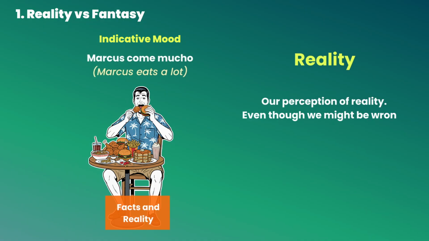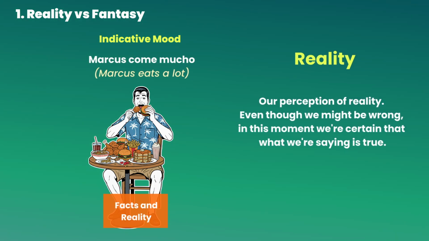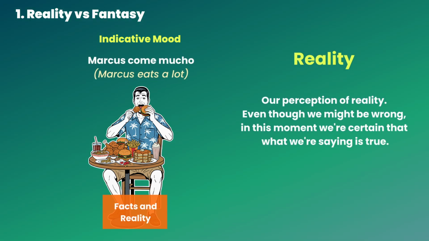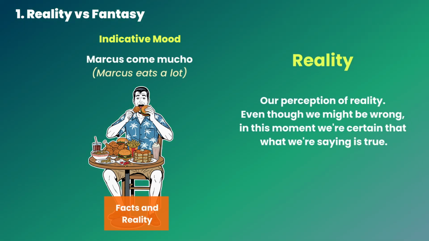In the first sentence, we describe reality. What's important is that it's our perception of reality. Even though we might be wrong and Marcos doesn't actually eat that much, in this moment we are certain that what we are saying is true, that is, the fact that Marcos needs an intervention.